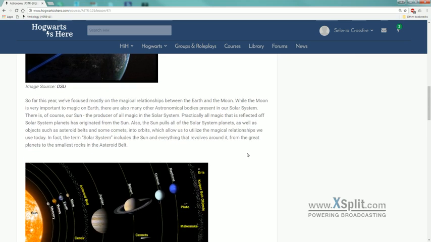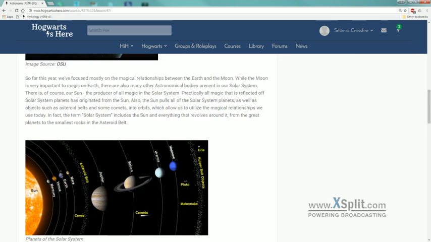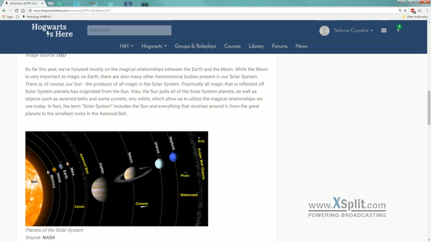Practically all magic that is reflected off solar system planets has originated from the Sun. Also, the Sun pulls all of the solar system planets, as well as objects such as asteroid belts and some comets, into orbits, which allows us to utilize the magical relationships we use today. In fact, the term solar system includes the Sun and everything that revolves around it, from the great planets to the smallest rocks in the asteroid belt.